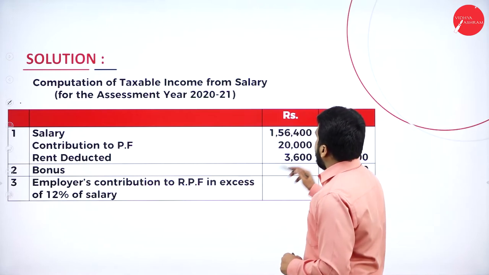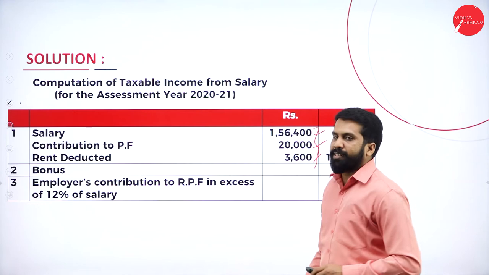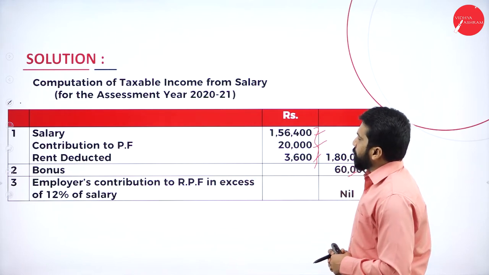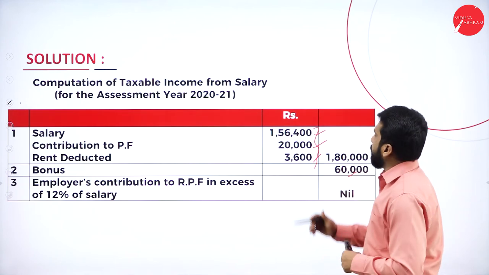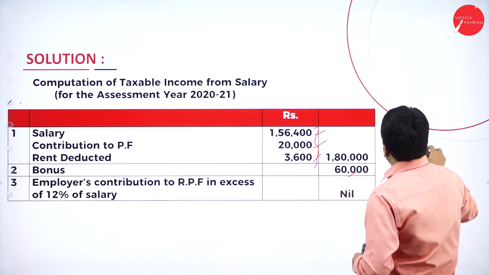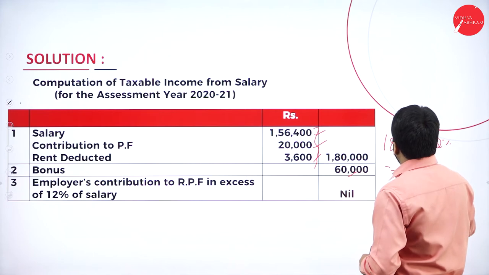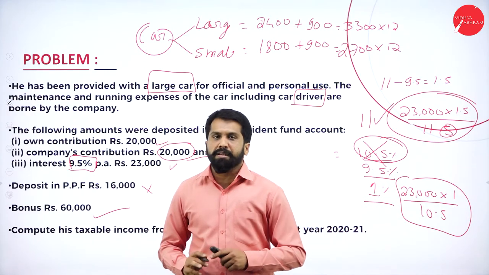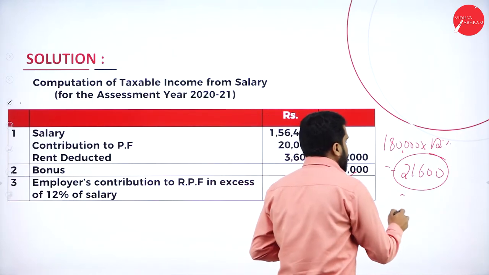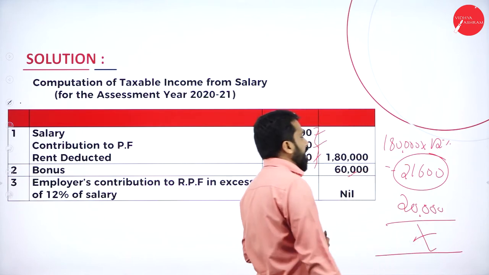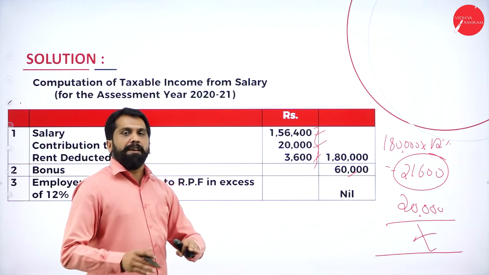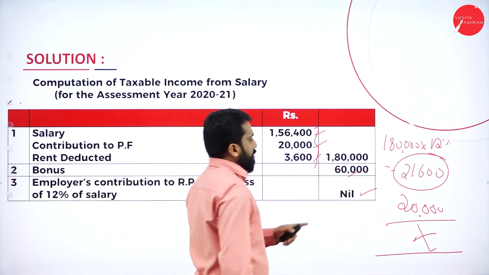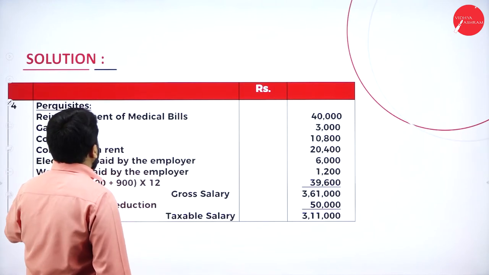Now, his salary 1,56,23,600. As I told you, the net we will make into gross. Now bonus 60,000. Then employer contribution to RPF in excess of 12%. I'll go back. Your salary is how much? 1,80,000 into 12%. How much will you get? 21,600. How much did the employer contribute? He contributed only 20,000. As per our calculation, 21,600. Then there is a shortage of 1,600. If he paid more, then taxable. If he paid less, no tax. Then your answer will be how much? It will be nil because there is no excess paid. Then all your perquisites are taxable.